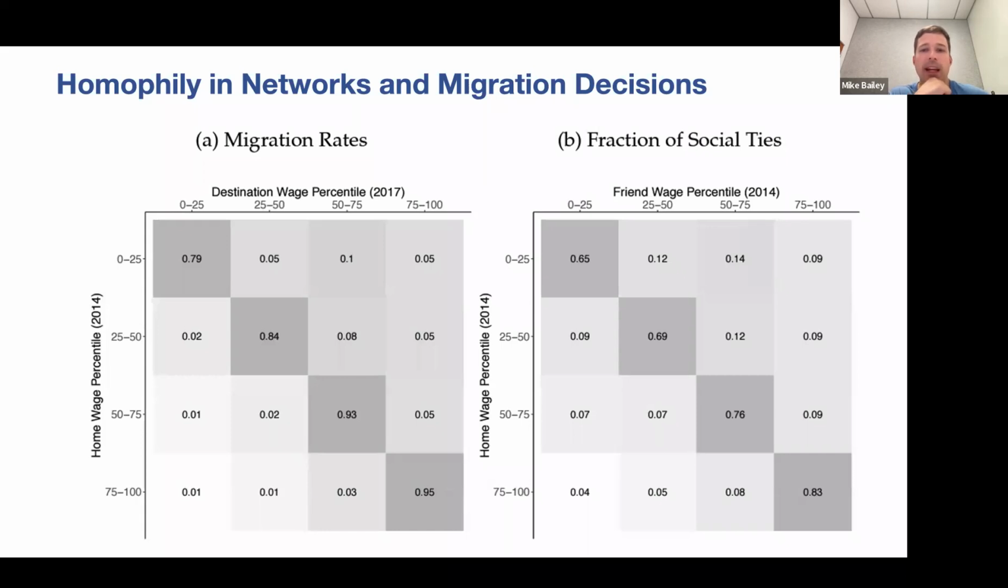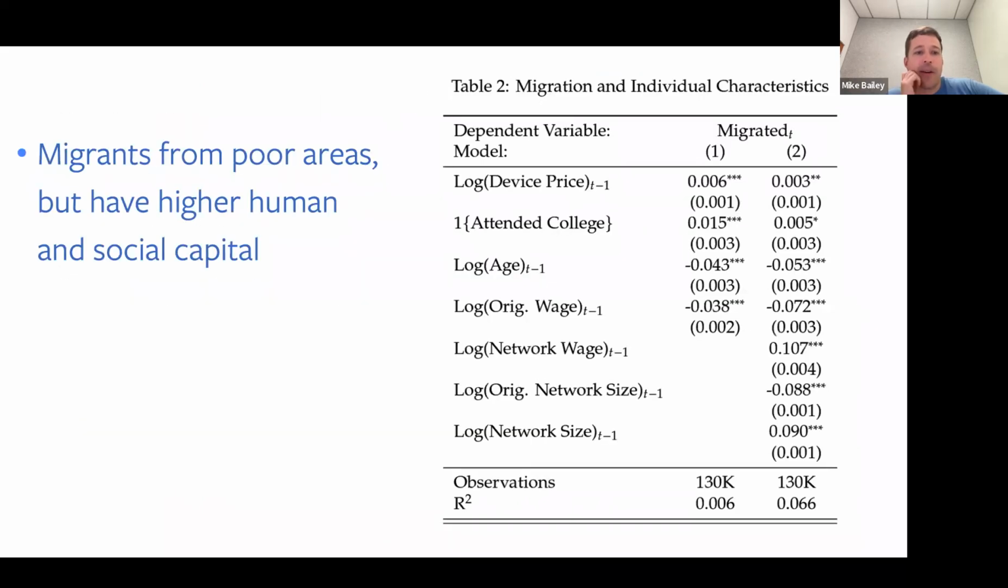So we find this inequality in social ties measured using home wage and also measured using SES proxies, like the type of phone they use, or other data we have. We find that migrants are more likely to come from poor areas, but migrants typically have higher human and social capital. They're more likely to have attended college, to have more friends, and to have friends who live in richer areas. So there is some correlational evidence that having social capital matters to whether you can migrate or not.